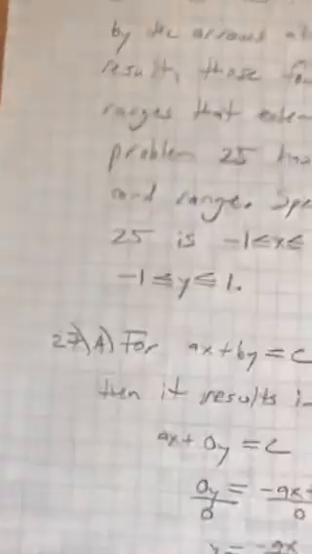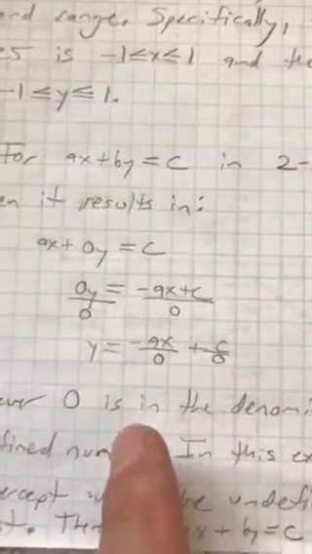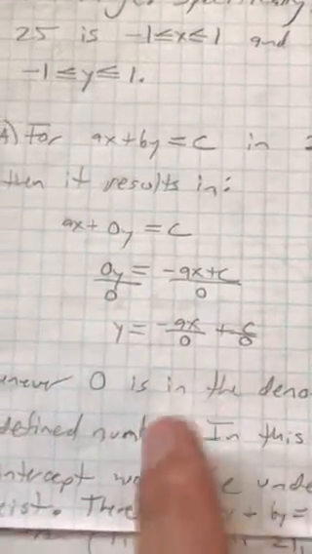For number 27, it's important to note that we want to see what happens when b is 0. When b is 0, you're going to get things that are undefined. 0 in the denominator means it's undefined. If it's undefined, it's not going to exist. So when b is 0, you get undefined and you don't have a slope or a y-intercept.